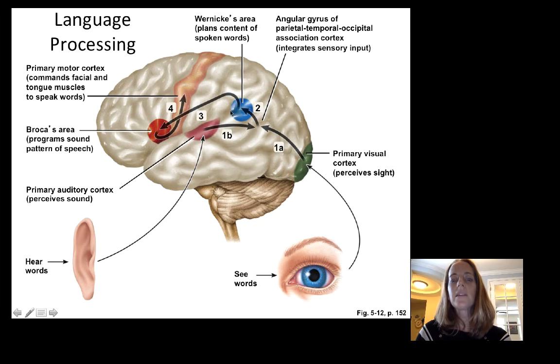Once we listen to and read words, we can then respond to them through Broca's area. Wernicke's will send information to Broca's area, which we can then use to send commands to the primary motor cortex, which will send commands out to the muscles, tongue, and facial muscles to actually speak.